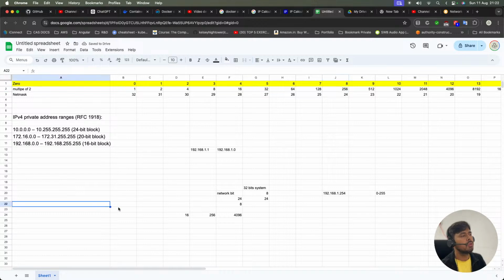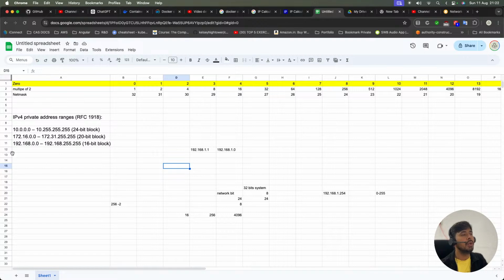So simple. If you want to calculate how many machines can be supported in this IP address, from this you know 2 raised to the power 8 is 256. So 256 minus 2 becomes 254. So 254 becomes the total IP addresses which can be supported by this IP address. Why 254? So there is one like a network.